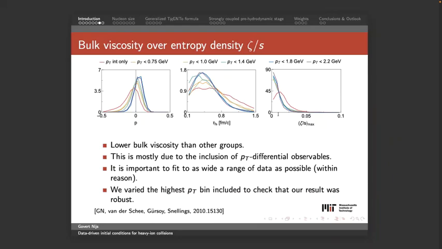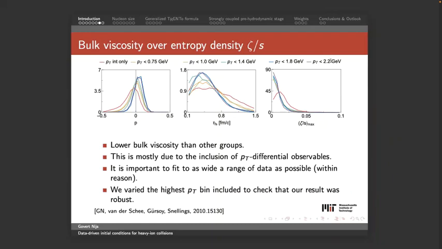But here also, with my remark that I made yesterday, you can check how sensitive you are, or how well you're doing, by varying, in this case, the highest PT bin. So you can see here the red is using integrated observables only. And then the other curves are where we change the topmost differential PT bin that we included.